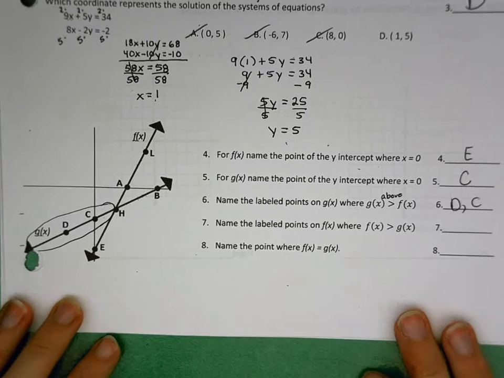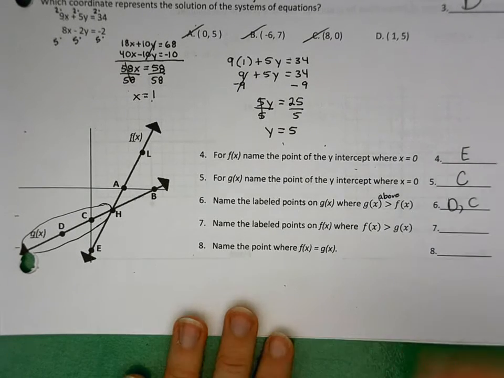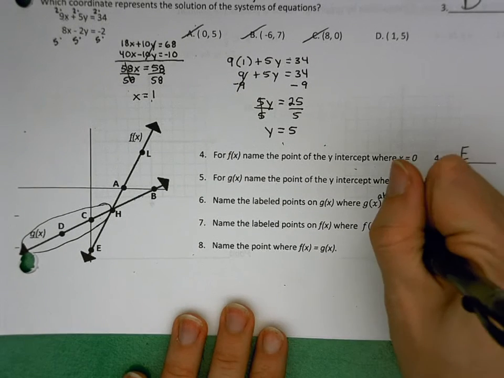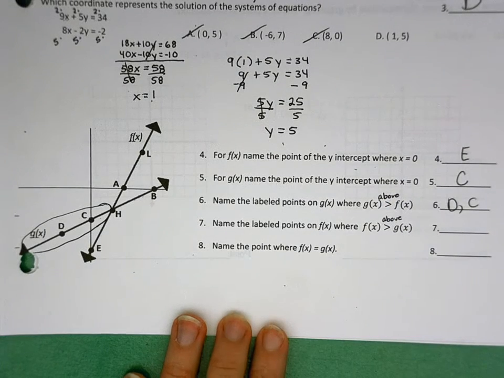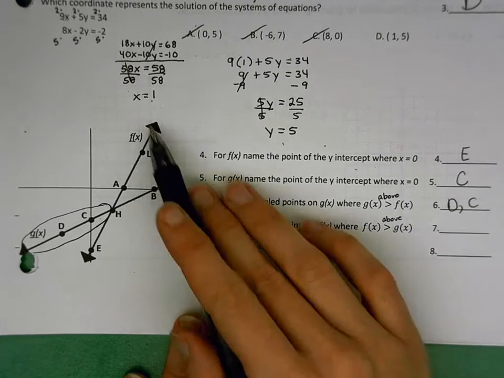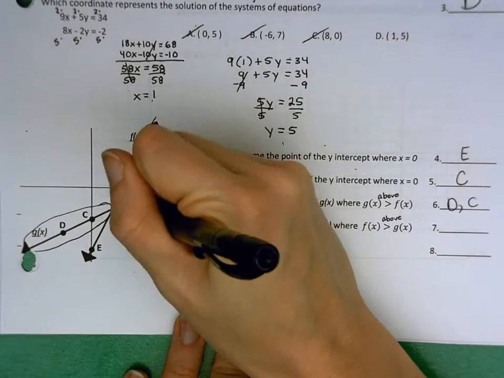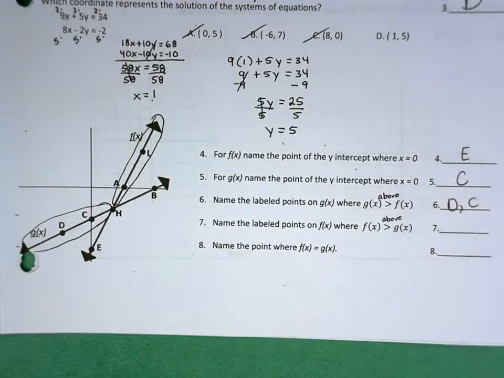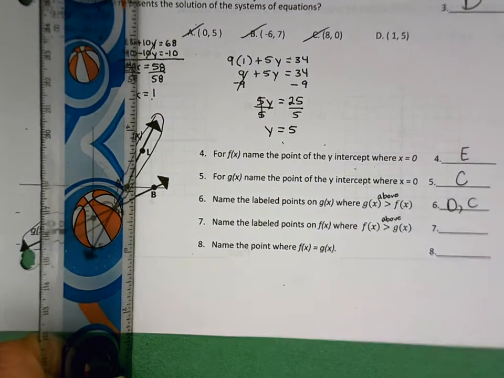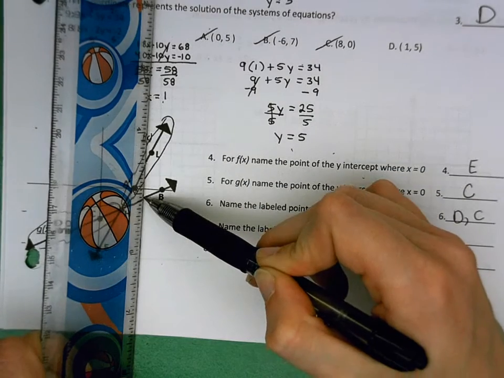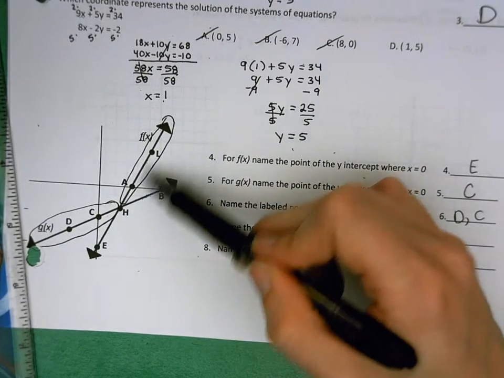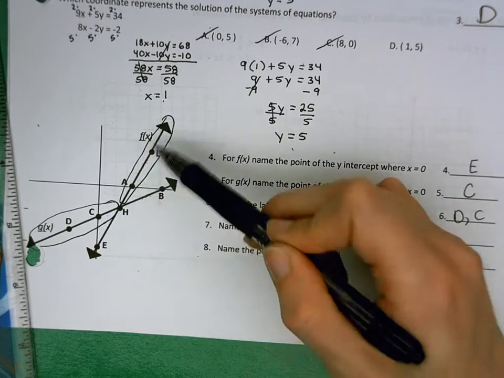The next one: name the labeled points on f of x where f of x is above g of x. Well, f of x is above g of x over here, right? We just tested that on this section of the line, because when I put my little testing line here, I notice f of x is above g of x. Okay, and so what's on this portion? Well, I've got A and I've got L.